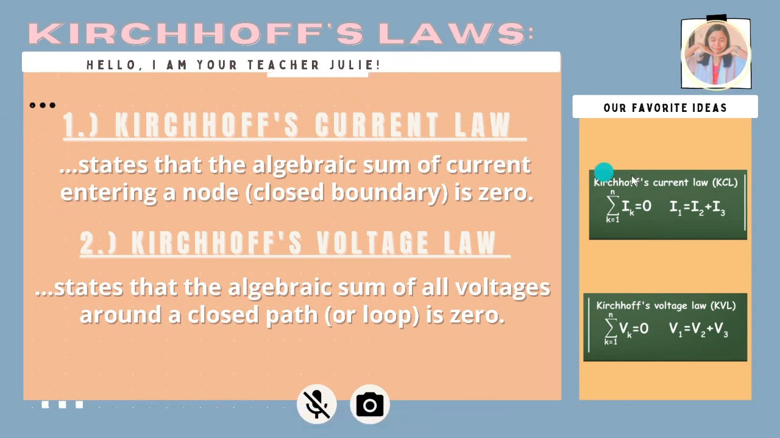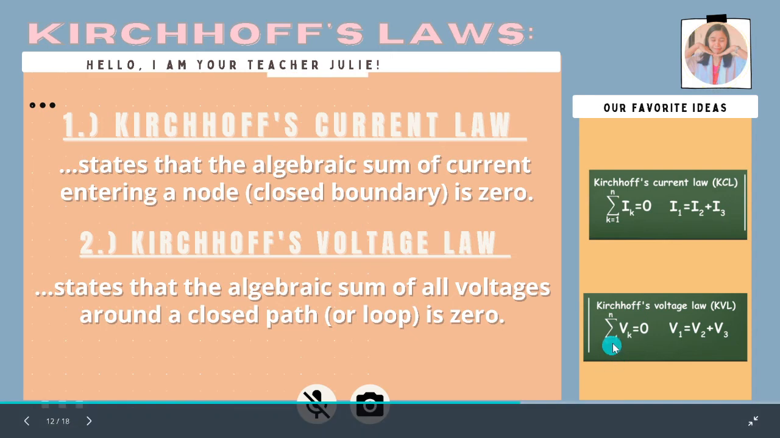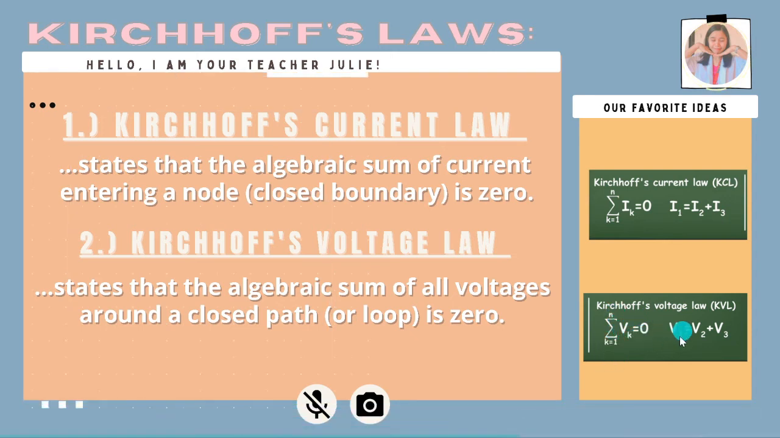Kirchhoff's law has 2 laws, as you can see here, the KCL and KVL. Kirchhoff's current law, also known as KCL, states that the algebraic sum of currents entering a node or a closed boundary is 0. For the second one, Kirchhoff's voltage law states that the algebraic sum of all voltages around a closed path or loop is 0. So here, the summation from 1 to n of I sub k is equal to 0, and for our KVL, the summation from 1 to n of V sub k is equal to 0.